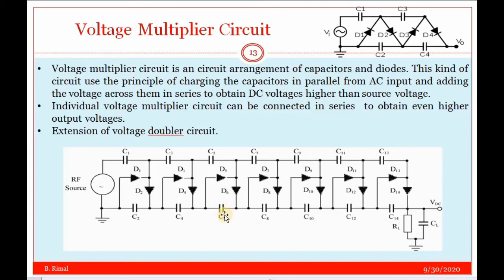A number of voltage multiplier circuits can be connected in series if you wish to get an even higher output voltage. In the top figure, you can see a two-stage voltage multiplier circuit. From this two-stage voltage multiplier circuit, we are going to learn how the voltage multiplier circuit works.